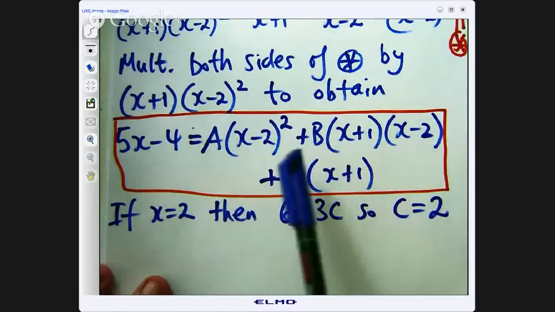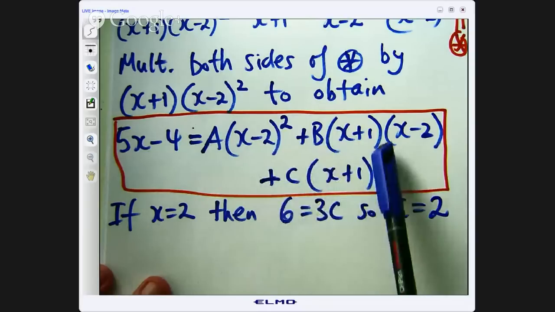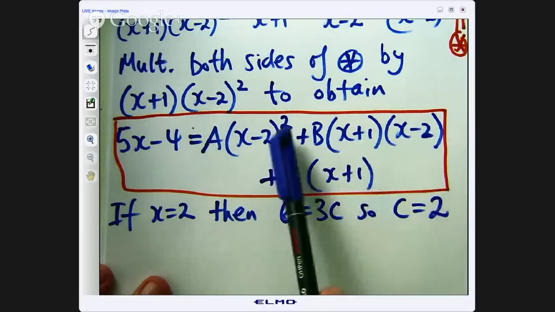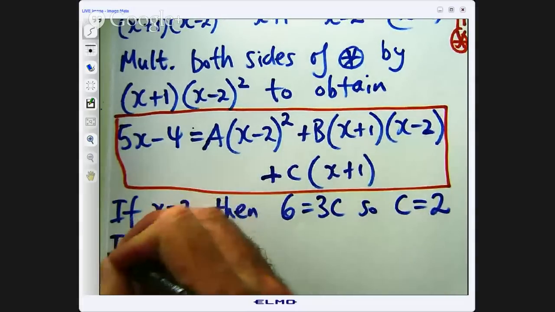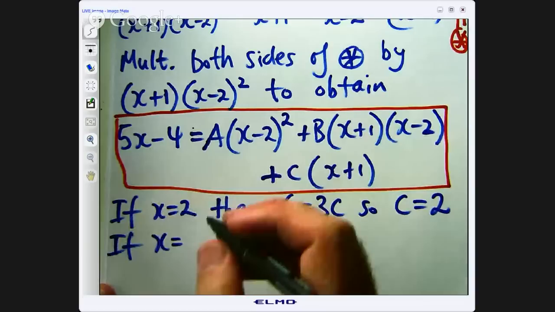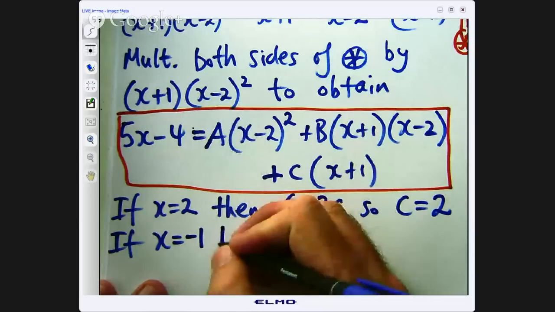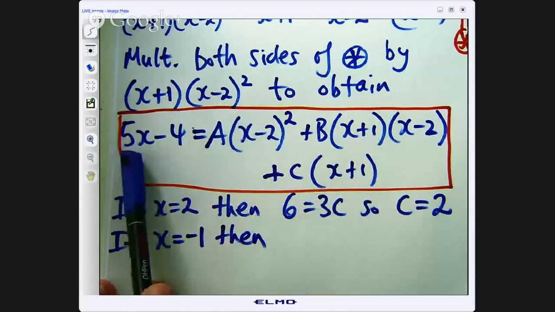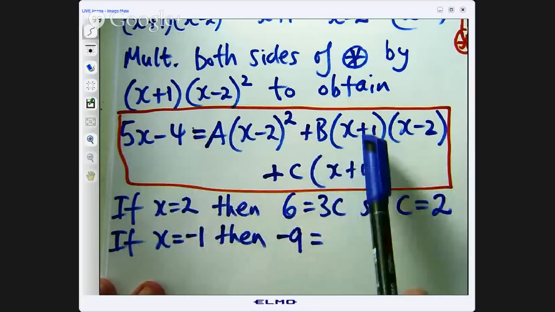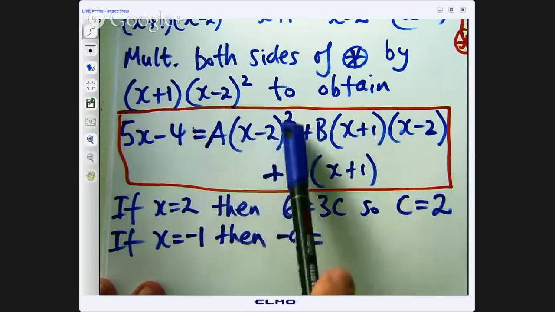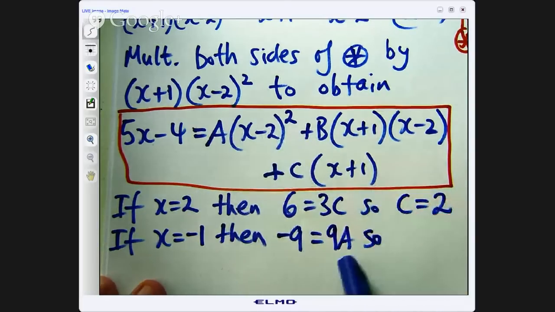What else can we do here? Well, if I plug in x equals minus 1, that bracket, or this term, will disappear, and I'll be left with something involving a. So let's do that now. x equals negative 1, yes? That'll disappear, and let's find out what we have. All right, so I'll get negative 5 minus 4, negative 9. And on the right-hand side, that's 0, and I get a times negative 3 all squared. So that'll be 9a. So a equals negative 1.